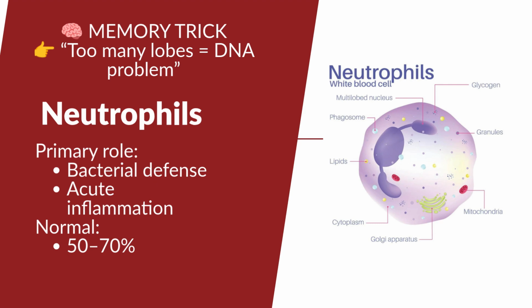All right. If there are too many lobes, think hypersegmentation. If there are no segments, think bands. Hypersegmented neutrophils. All right, and we talked about 5 lobes or more being associated with B12 deficiency and folate deficiency. Too many lobes equal DNA problems. So we don't want to see all those lobes in our neutrophils.